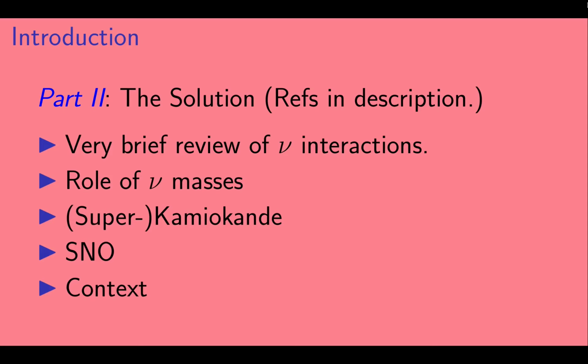Okay, so here's an outline of what we're going to cover. You can find references to the relevant papers in the description below. We mostly covered the relevant neutrino interactions in Part 1, but we will give a brief review here. For a bit more detail, you might want to check out Part 1 again. We'll also briefly talk about how neutrino masses can fit into these results. Then we'll talk about the experiments Kamiokande, Super-Kamiokande, and SNO. Lastly, we will say just a few words about the greater context of these results.